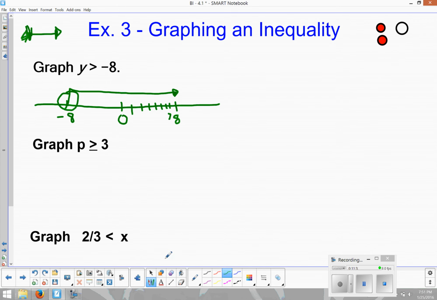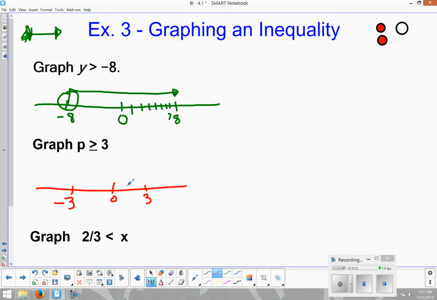So again, we're going to go ahead and draw a number line. This one says P is greater than or equal to 3. Oh, I noticed there's an equal sign. So can you guess what kind of circle I'm going to have? And don't forget, notice I'm always doing the opposite of the numbers. So a positive 3 and a negative 3, a positive 8 and a negative 8. Okay, so I'm going to go to 3.